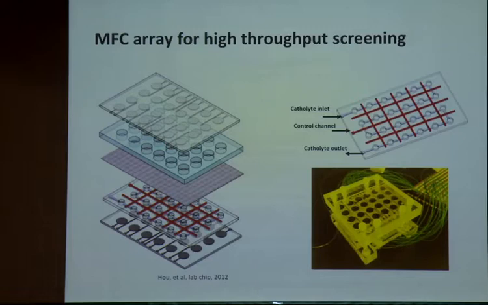The cathode chamber layer is a microfluidic cathode chamber layer, which has the catholyte inlet, connecting all the 24 cathode chambers. We also have a control channel layer, which can close the valves while not replenishing the catholyte. And this is the device. The whole assembled device is about 3 by 3 inch.